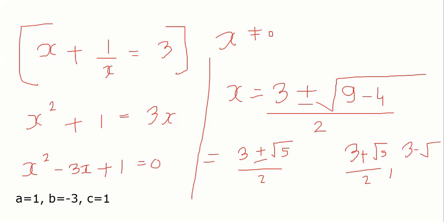That's it. We don't have to solve further. So the roots of the equation are 3 plus root 5 by 2 and 3 minus root 5 by 2. We can always get an irrational kind of root. That's fine. Is everyone okay on this? Any confusion? All good. Let's do one more question.